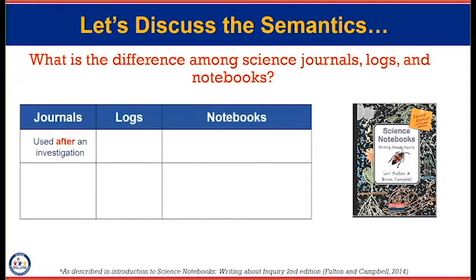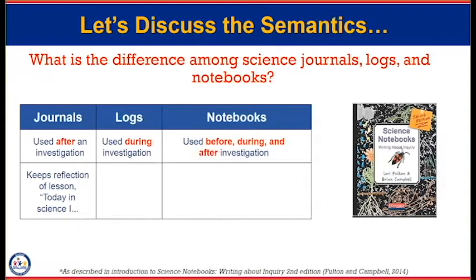So journals are often used after an investigation. "Okay, kids, get out your journals and reflect upon what happened." A log is something students might have as a data log during an investigation to track their thinking or collect data. A notebook is what is used before, during, and after the investigation. There are some real differences here, and I want to talk about them real quickly.